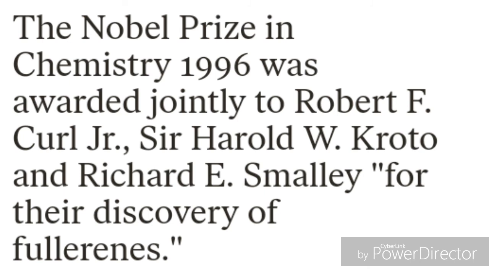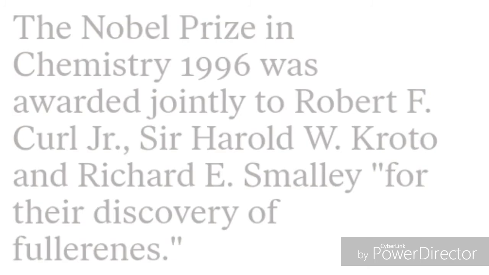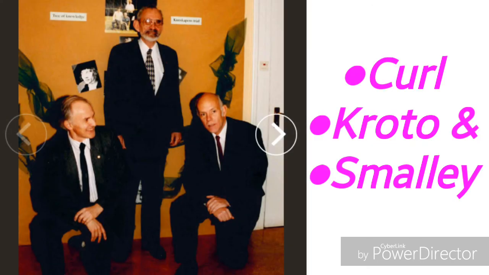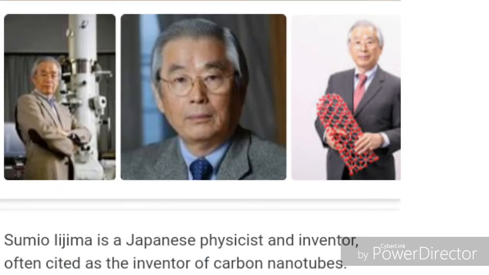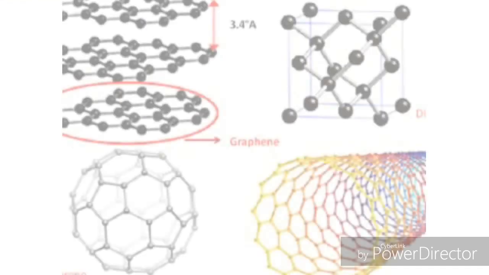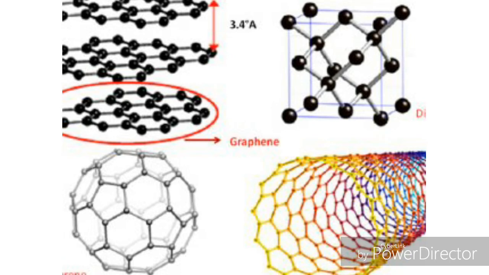Three great scientists, Curl, Kroto, and Smalley, discovered fullerenes. For this discovery, they were awarded the Nobel Prize for Chemistry in the year 1996. Here you can see the picture of the three great scientists. And nanotubes were invented by a Japanese scientist, Sumio Iijima. Here you can see the picture of the great scientist. These are the four crystalline allotropic forms of carbon: graphite, diamond, fullerene, and nanotubes.